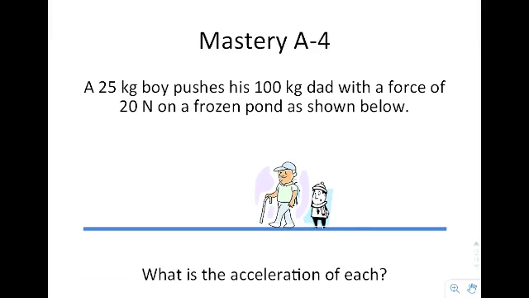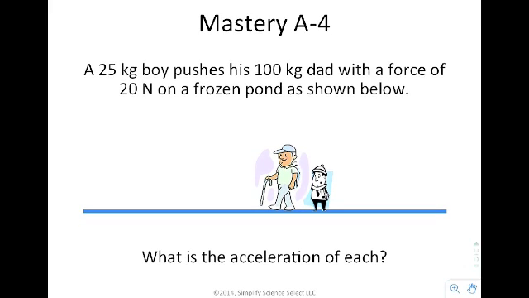And finally, you have a 25 kilogram boy pushes his 100 kilogram dad with a force of 20 newtons on a frozen pond as shown below. What is the acceleration of each? So the first thing you see is that the boy exerts a 20 Newton force on his dad. So you have a 20 Newton force exerted to the left on this guy. So if we were to look, we can go ahead and find the acceleration of the dad.